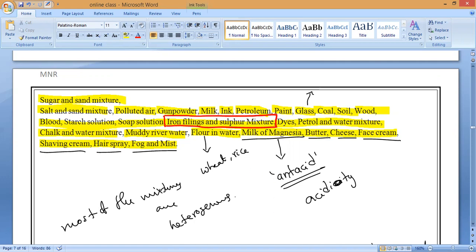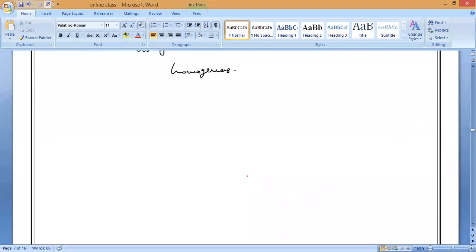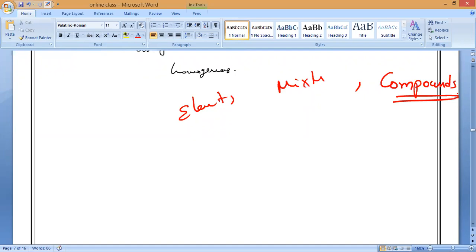So iron filings and sulfur mixture. What are the properties of a mixture of iron and sulfur? We are going to study the properties of the mixture of iron and sulfur from tomorrow. Once you have understood that, then the next type of substance. What is the next type of substance? Elements are over and mixtures are over. Then what is remaining? Compounds. So at most we'll try to start compounds in tomorrow's class.